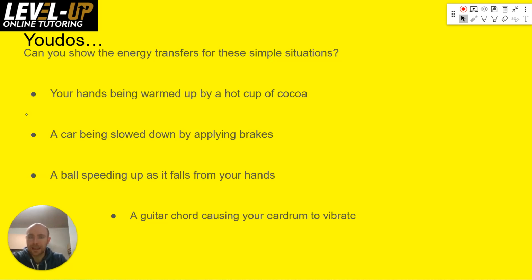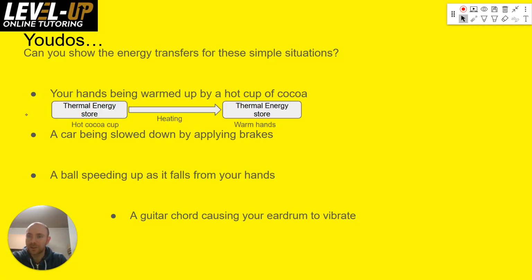Okay, so the answers. The hand's been warmed up. I gave that exact answer, that exact example a second ago. So you've got a thermal store in the cocoa or the coffee. You've got a thermal store in your hands. Your hand's been warmed up. What is the transfer? It is via heating.